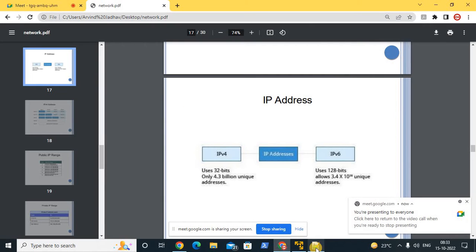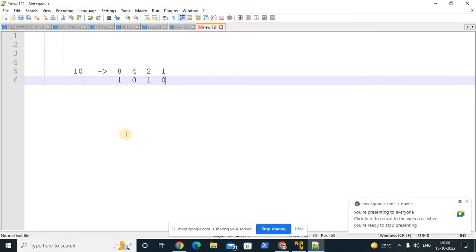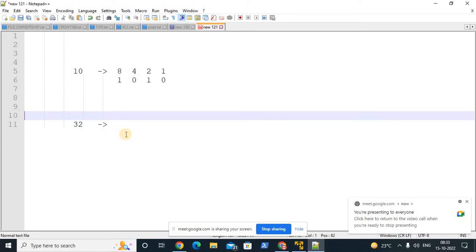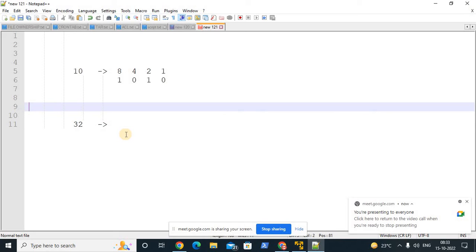Now how does the 32 bit work? I will show you how it works. 32 bit. So when we talk about this 32 bit, when we talk about IPv4, we are discussing only the IPv4 protocol.